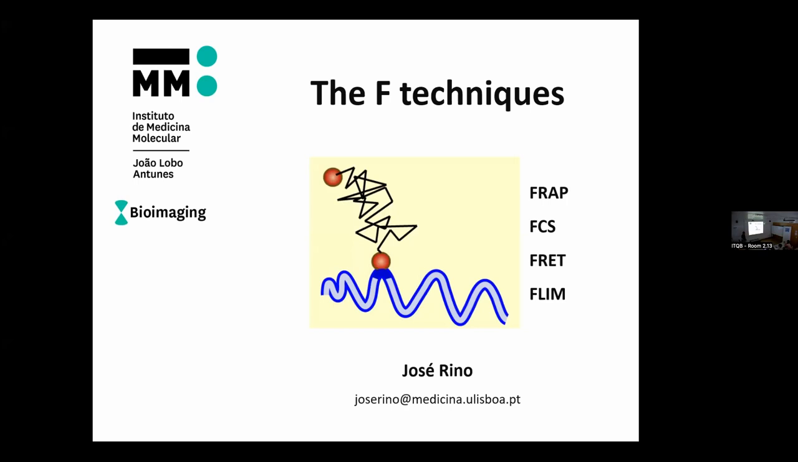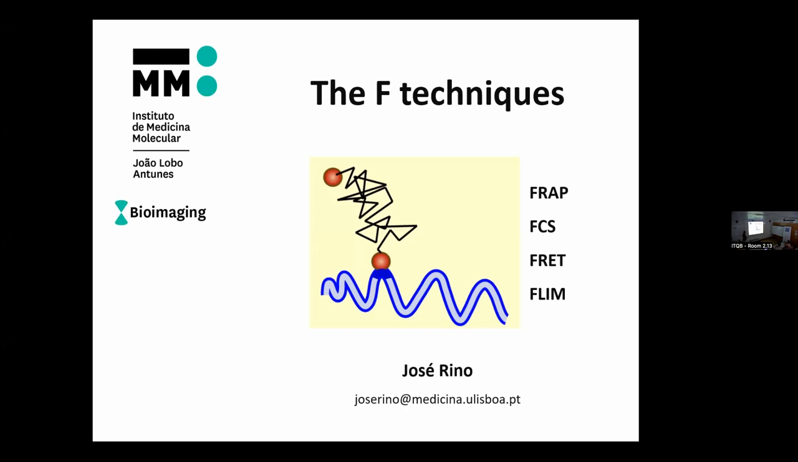Ready for the second part. So we've seen how a point scanning confocal microscope works. I'm going to show you now how we can use it to look at more than just acquiring an image with optical sectioning, more than just doing 3D microscopy. We can actually use it as a very powerful tool to look at molecular dynamics and interactions in live cells.